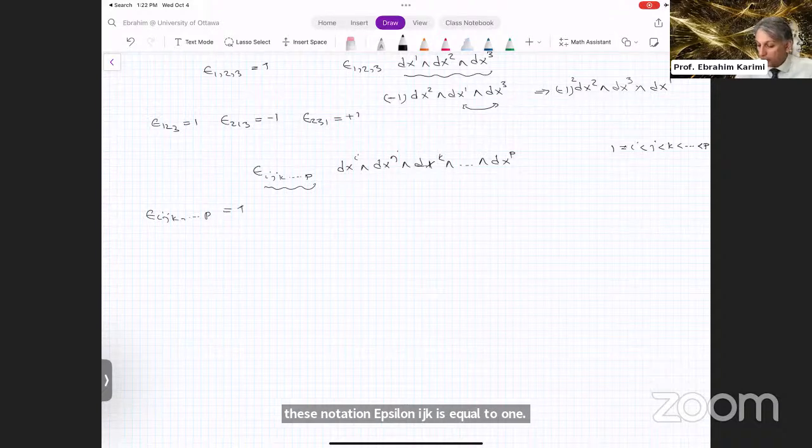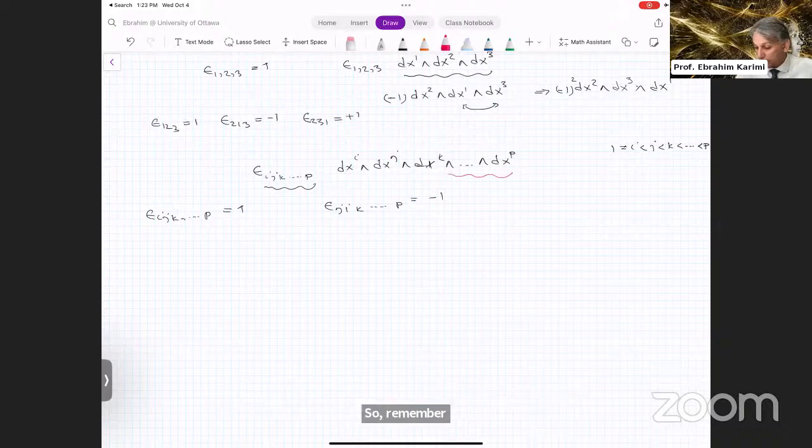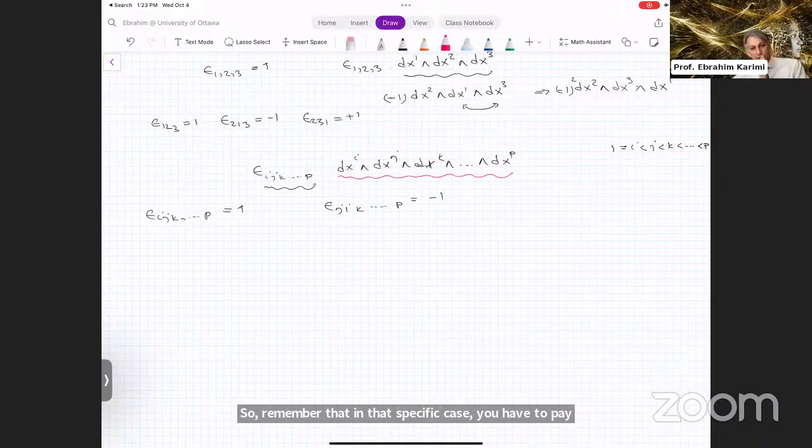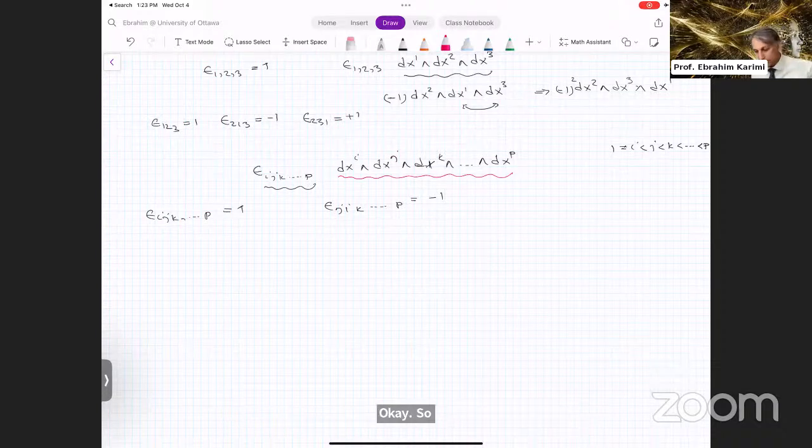But whenever you swap two of them, you will get a negative sign. So for example, epsilon j, i, k, and p will be equal to -1. Remember that in that specific case, you have to pay attention to how these exterior products are written, okay? So this is the way that you can build up the Levi-Civita notation in a higher dimension.